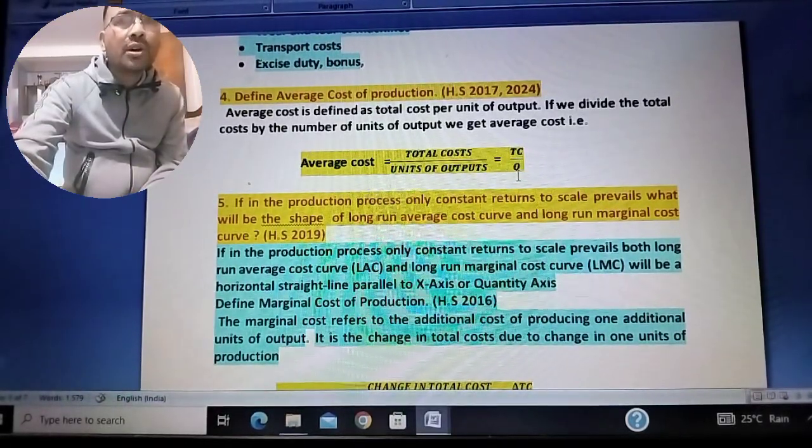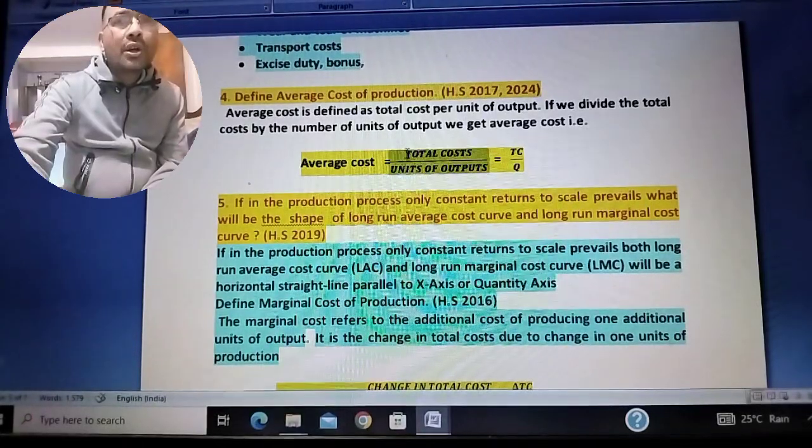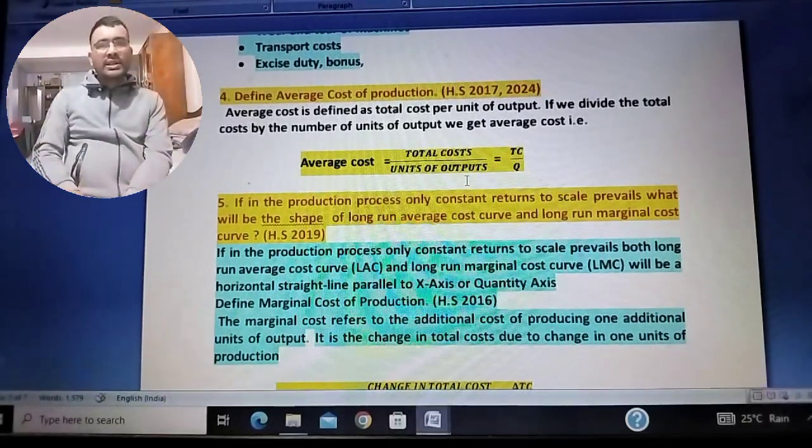TC is total cost, Q is the output, and average cost is, if total cost is 100 and units produced is 10, then average cost will be 10. So this is what is known as average cost.